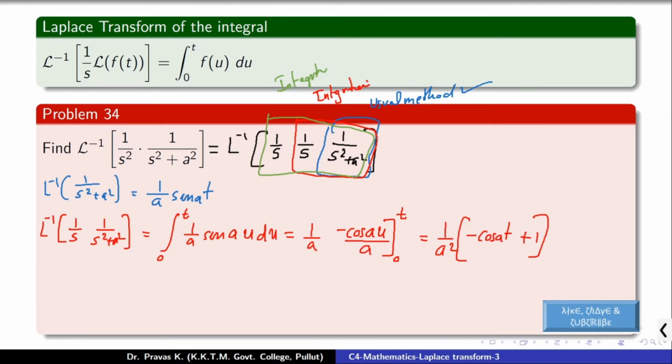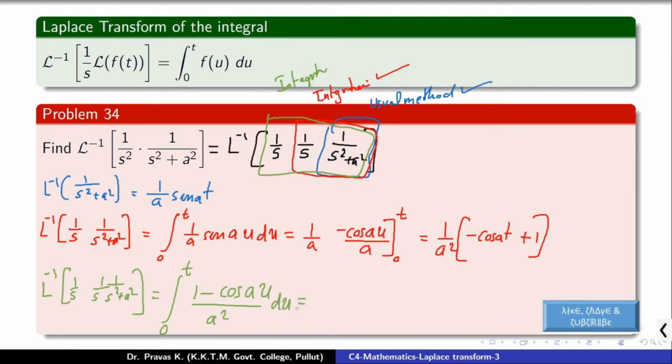Now you have one more 1 by s in the problem, so we can do that by integrating the answer of the previous step. That is, the L inverse of 1 by s into 1 by s into 1 by s square plus a square can be obtained by integrating the expression we obtained in the previous step, provided the variable is changed from t to u. So let us write it as 1 minus cos au, by just interchanging the terms, divided by a square.